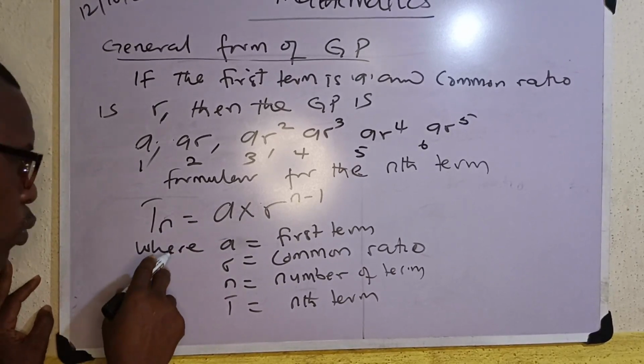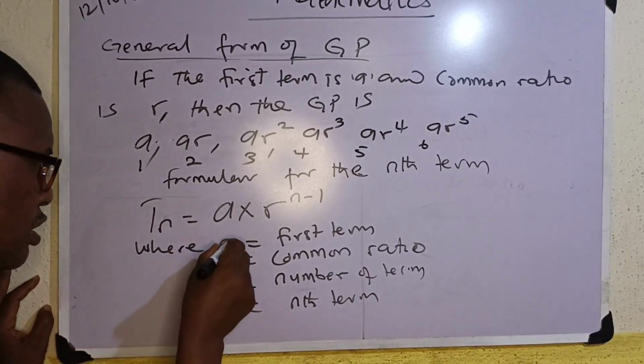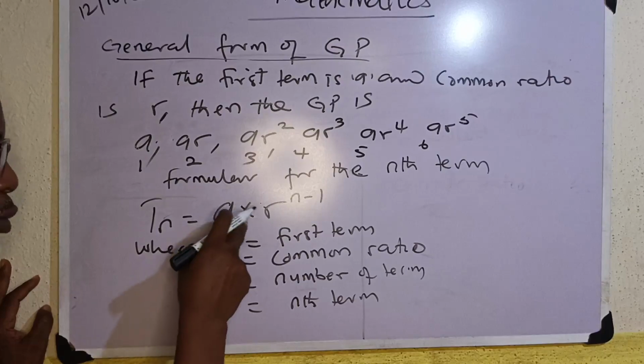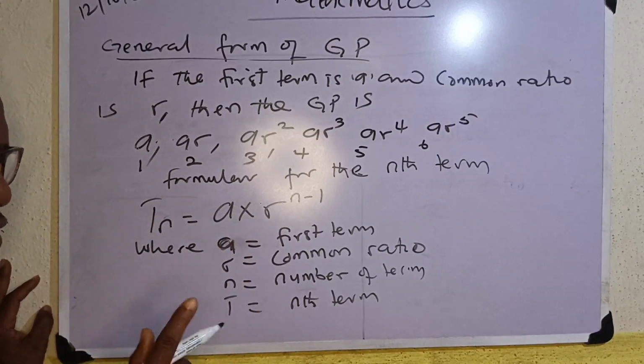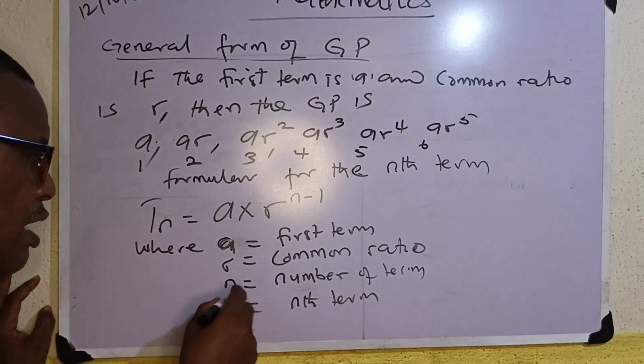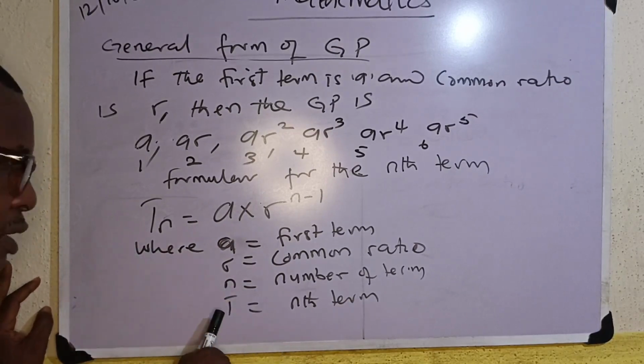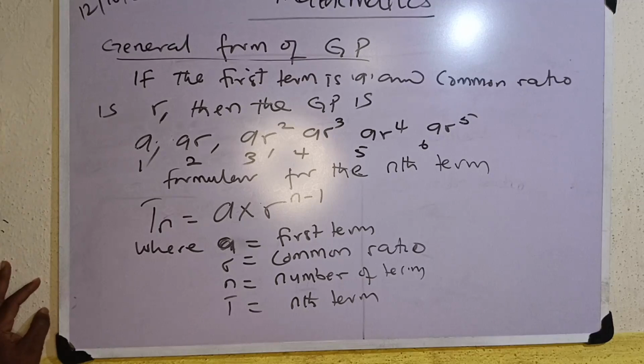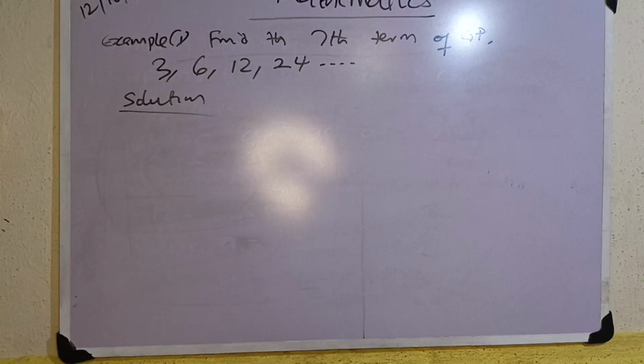So now our A here is the first term. Take note, by this formula, our A is called the first term. Our R is the common ratio, that's common all through. Our n is the number of terms. Hope you get it clear. Alright, let me clean the board so that I can write one example for us.